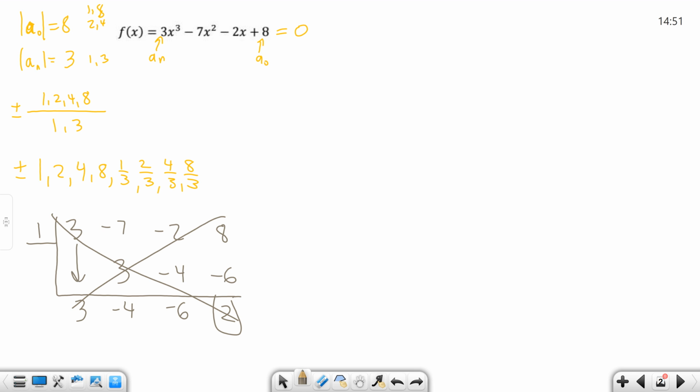So let's go to the next one, which the next one I'm going to do is negative 1. I'm going to write a little smaller here, okay, to try to preserve a little more space here. 3, negative 7, negative 2, and 8. So we bring down the 3. Negative 1 times 3 is negative 3. So then if I put those together, that's negative 10. Negative 1 times negative 10 is positive 10. Negative 2 and 10 is positive 8. What is negative 1 times 8? Negative 8, and bingo, there's my remainder of 0.